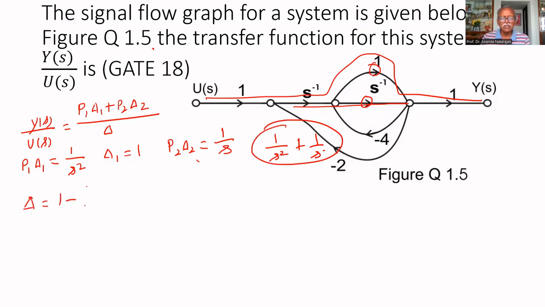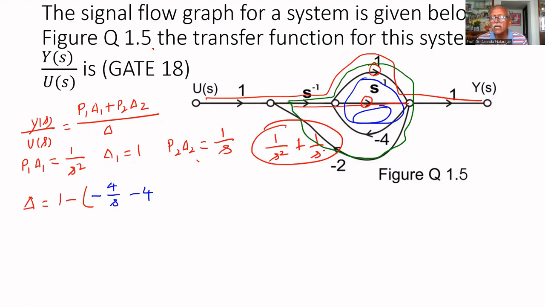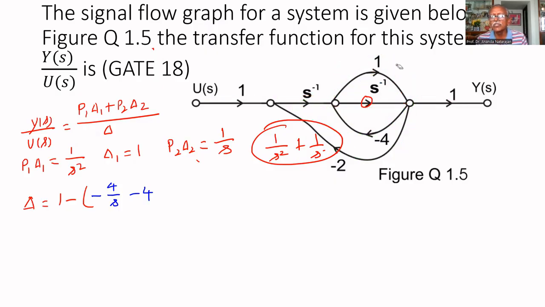Delta equals 1 minus the gain products of individual loops. How many loops are there? This is one loop and this is another loop. Their gains are 4/s and minus 4. The other loops are this and this. If you write the expression for these loops, what you will get is minus 2/s, minus 2/s, and minus 2/s².